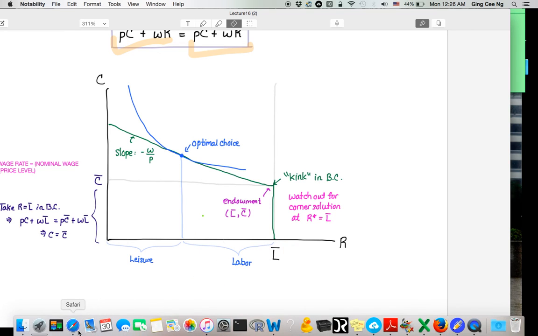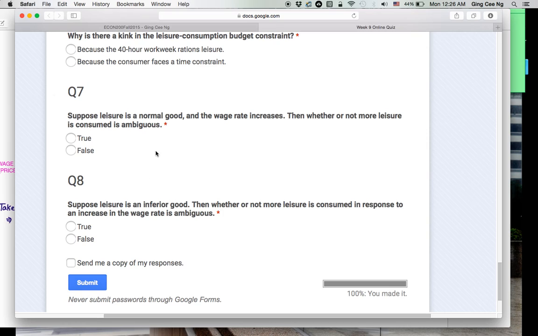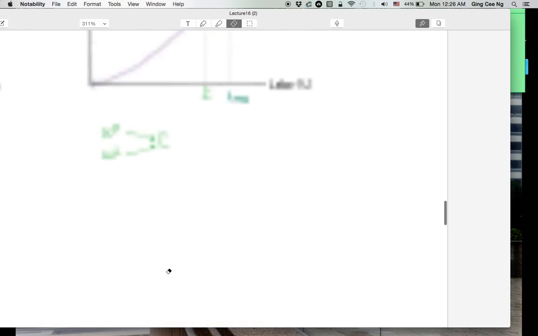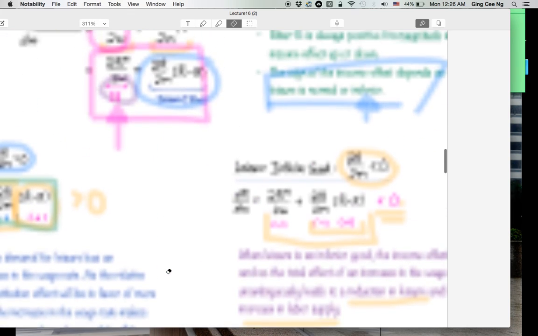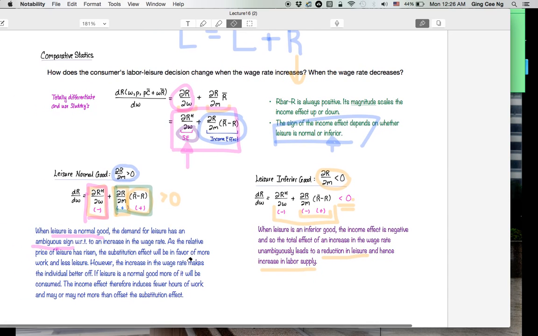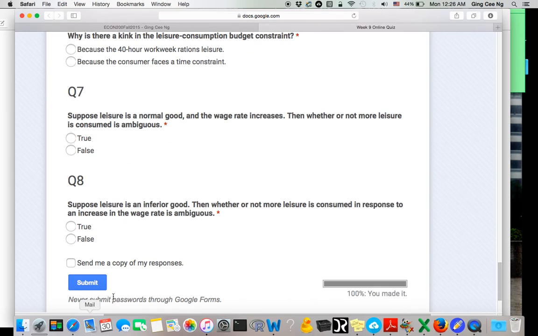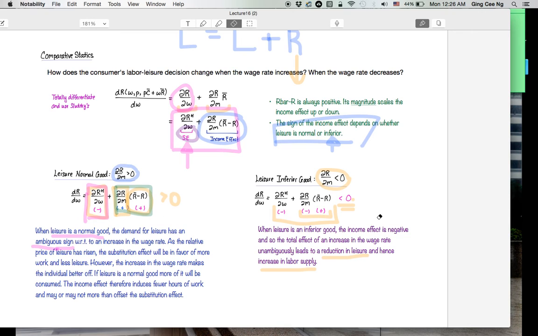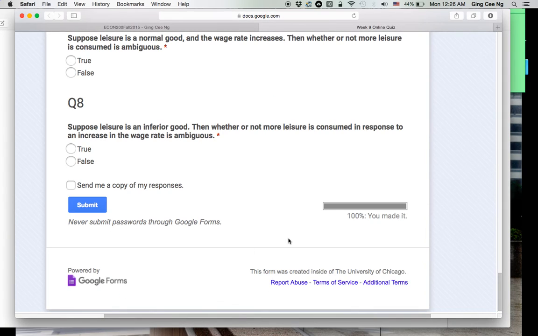All right. Question 7, suppose leisure is a normal good and the wage rate increases, then whether or not more leisure is consumed is ambiguous. Hopefully you listened to the later part of my explanation, but the answer is definitely in the lecture notes here, so just read that. Question 8, suppose leisure is an inferior good, and so on. Look, it's on the other side of the lecture notes. So I think you guys can get it.